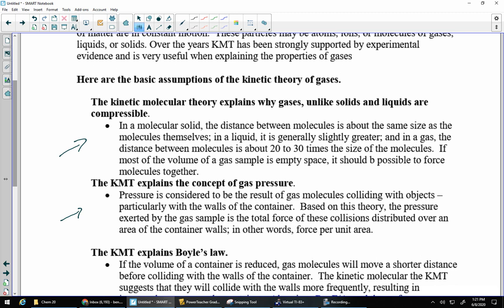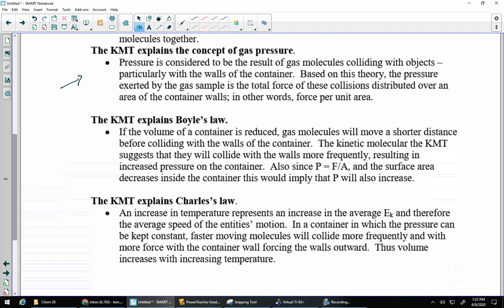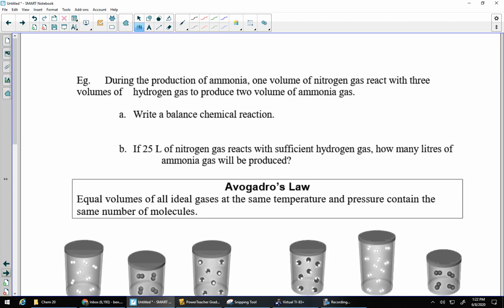So kinetic molecular theory does explain why gases are compressible, explains the concept of gas pressure. Already talked about those couple things. Explains Boyle's law and explains Charles's law. Absolutely no problem. If you want to have a quick read, by all means, go ahead. But we did talk about most of that stuff before.